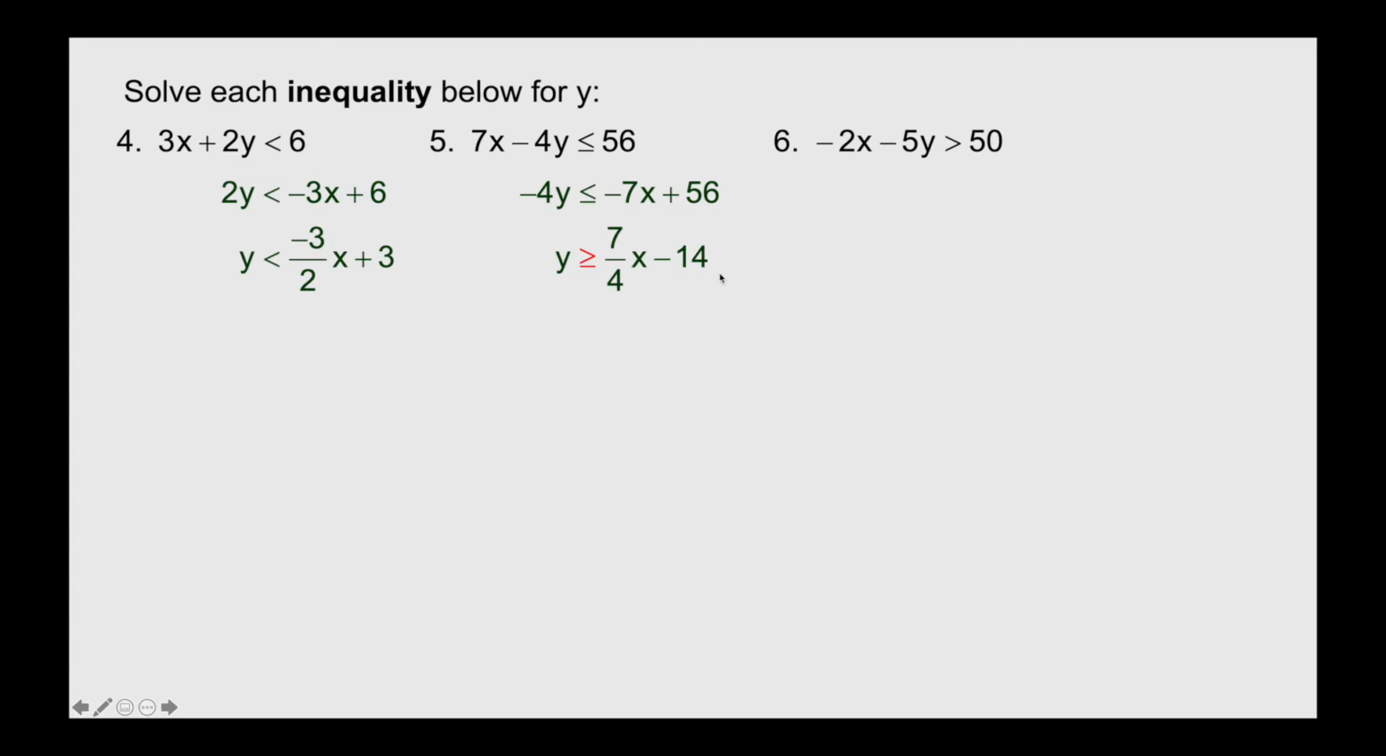Then for number 6, if I start by adding 2x over, I get negative 5y is greater than 2x plus 50. Divide both sides by negative 5, and I am going to end up flipping the inequality, so y is less than negative 2/5 x minus 10.